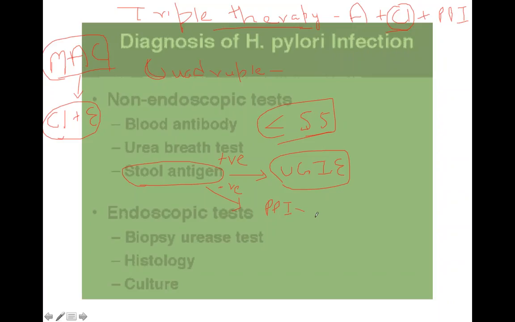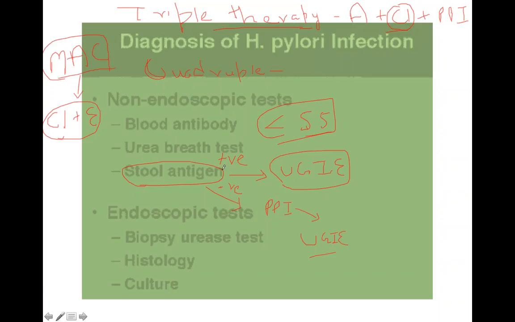Okay. And if there is no relief, we go for upper GI endoscopy. Clear? Any questions? So this is the protocol we follow. A less than 55 year of age patient comes with dyspepsia. We will go for stool antigen test. It is positive. We treat the patient. Okay. Patient says, I'm relieved. Thank you very much. We will go for the stool antigen test again to confirm the eradication.